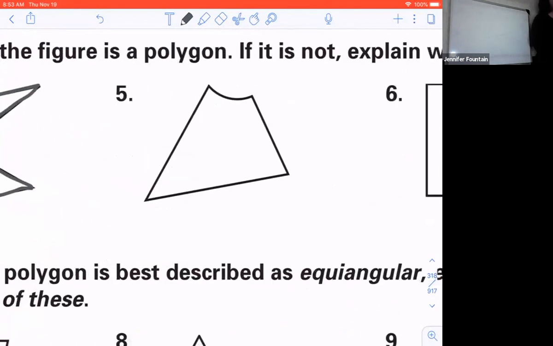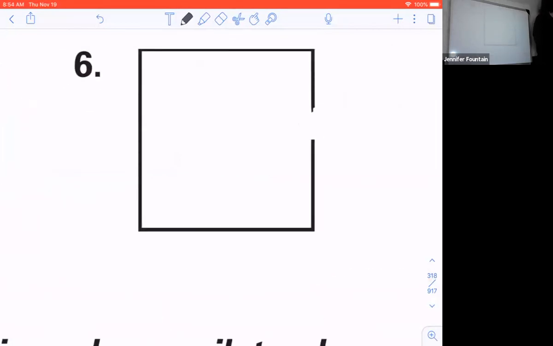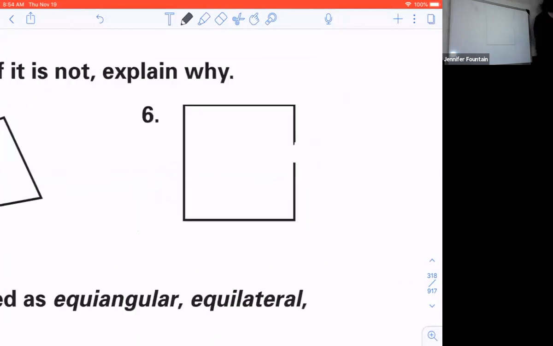No. Why? Because the angle is fine. Okay, so here I don't have a straight side. Remember, when we talk about a side, we're talking about a straight line touching from point to point. Here I've got that curve. What about number 6? No. Why? Because all sides do not touch. Yeah, it doesn't touch. Okay, good.